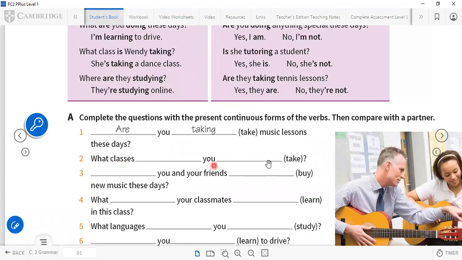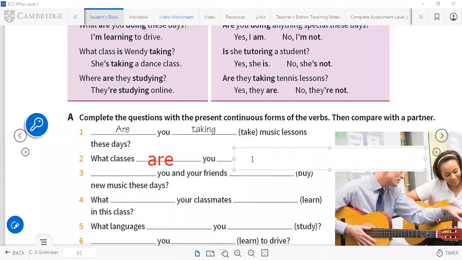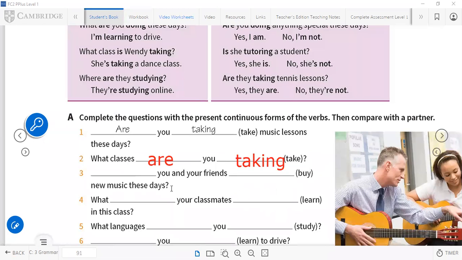Another one, number 2. What classes you take? So what do you think is the answer here? ¿Cuál es la respuesta acá? Of course, we have to use are. Está hablando de ti. What classes are you? In this case, we use taking, right? What classes are you taking?